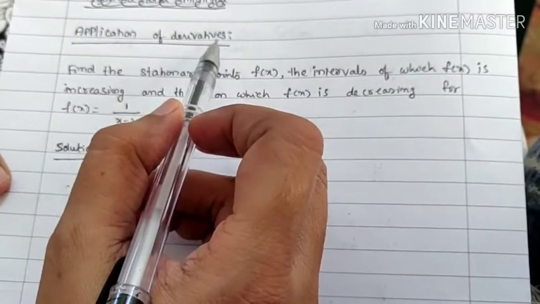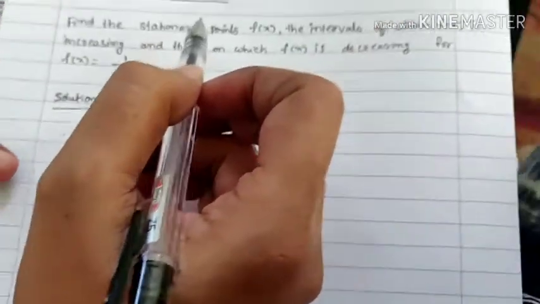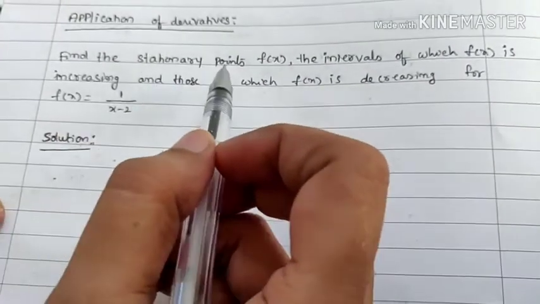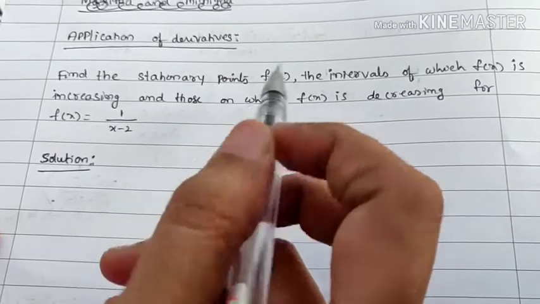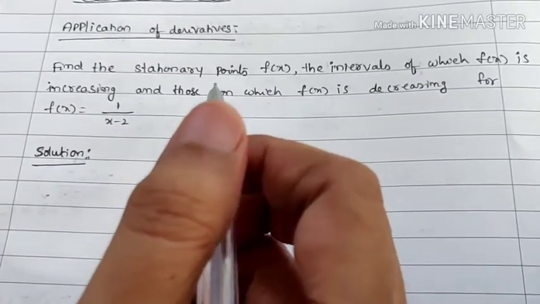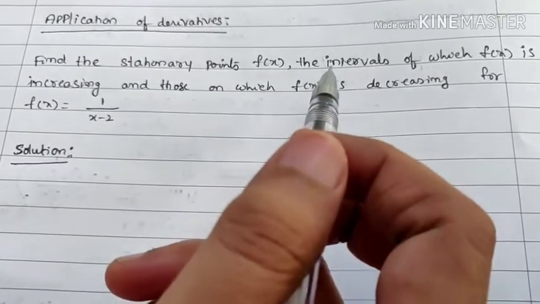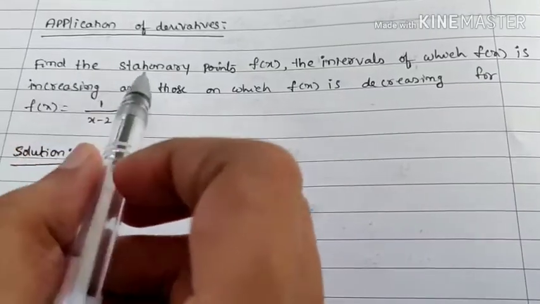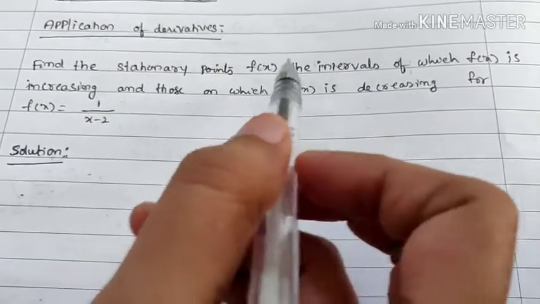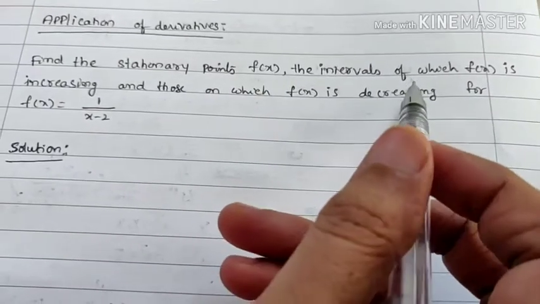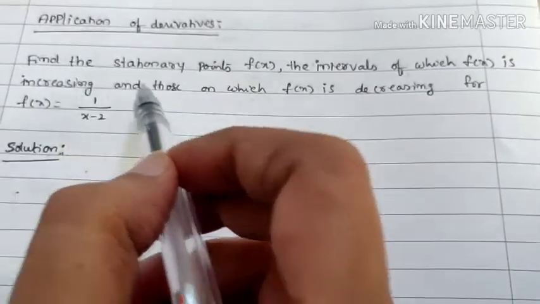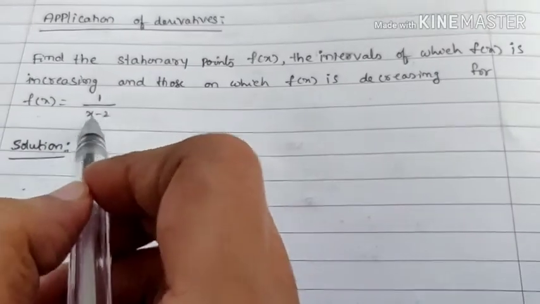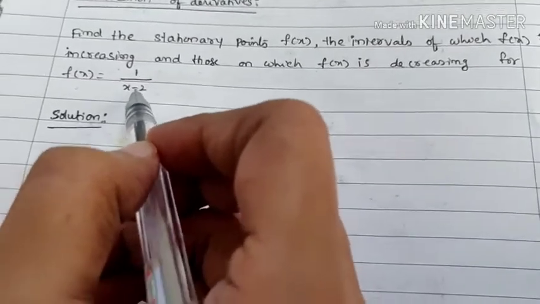Application of derivatives. In this we will learn how to find the stationary points of the given function, the intervals where f of x is decreasing and the intervals where f of x is increasing. See the question: find the stationary points of f of x, the intervals on which f of x is increasing and those on which f of x is decreasing for the function f of x equal to 1 by x minus 2.